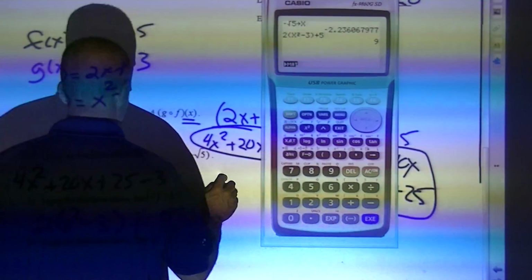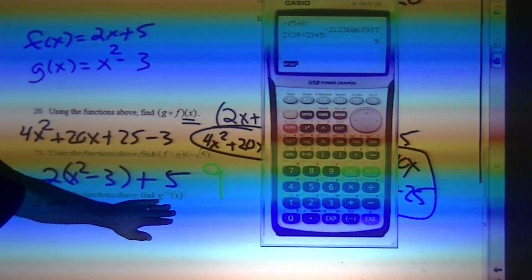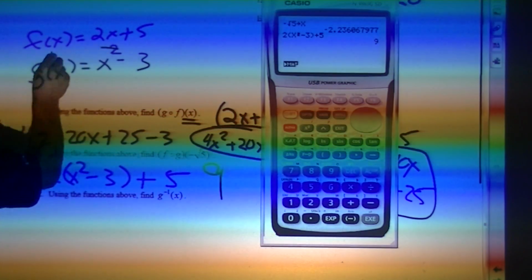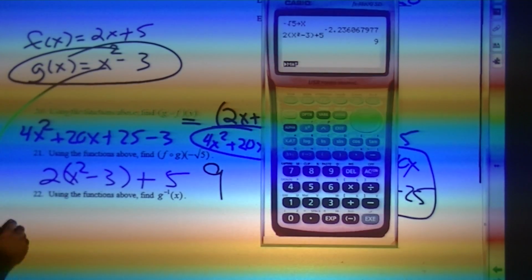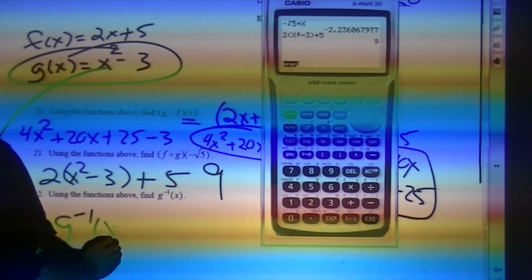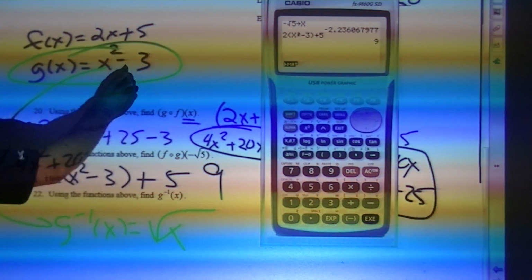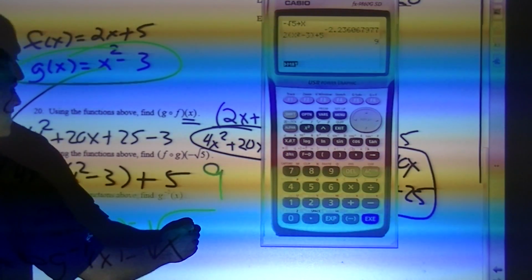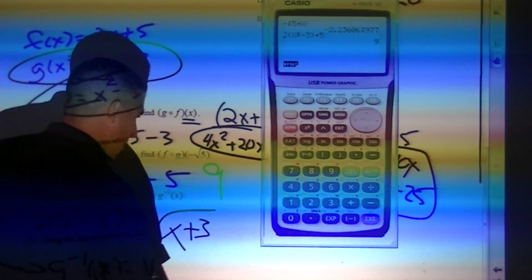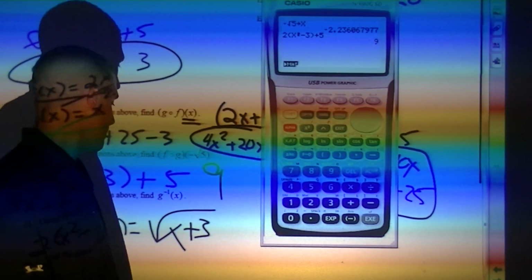And I got 9 for a result. It says find g inverse. The inverse would be square root of x. Since that's minus 3 on the outside, that would become plus 3 on the inside. Very simple.